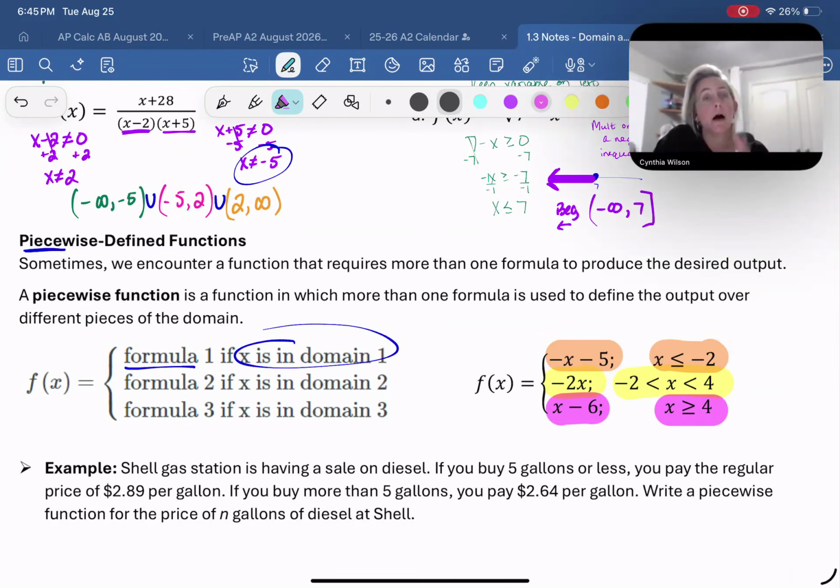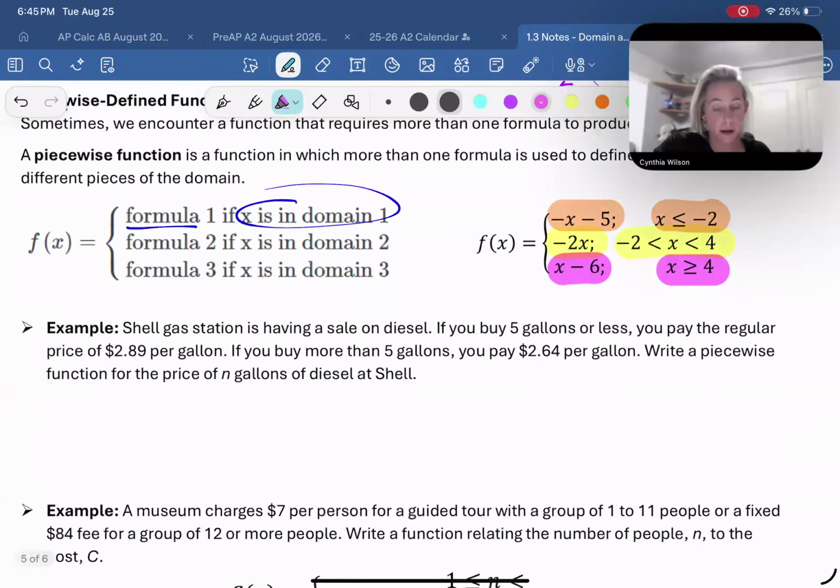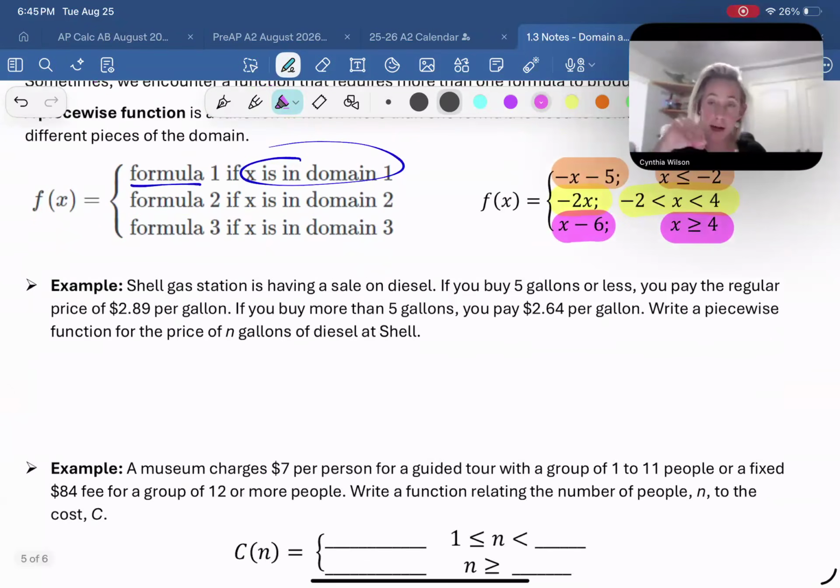Please believe me when I say you do not have to graph these by hand. That is a hard no. You can graph these in Desmos. I do have to show you how to write a piecewise function, so I want you to pay close attention here.